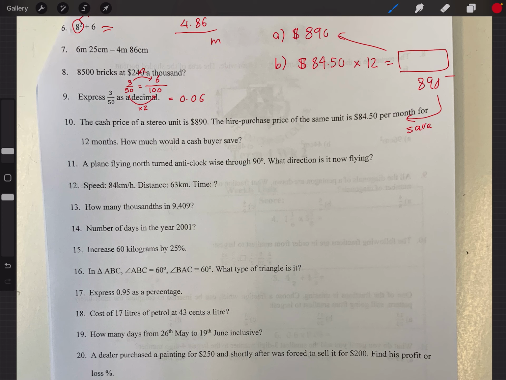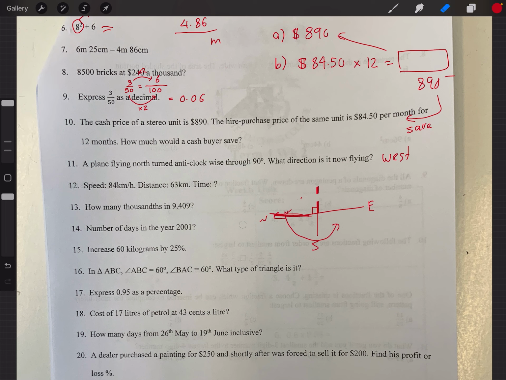Question number 11. A plane flying north turned anti-clockwise 90 degrees. So let's look at that. Never eat soggy wheat. North, and it turns 90 degrees anti-clockwise. Anti-clockwise is this way. So it turns 90 degrees, and now it is here. It is facing west.